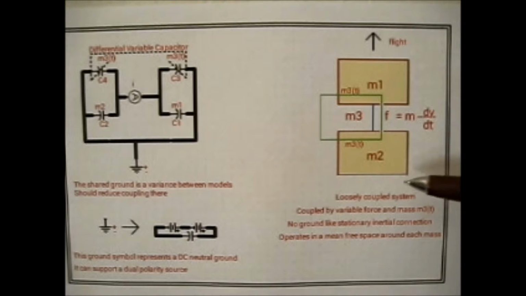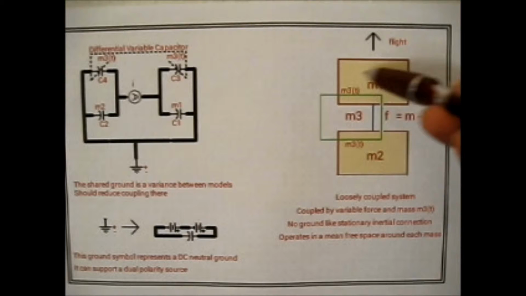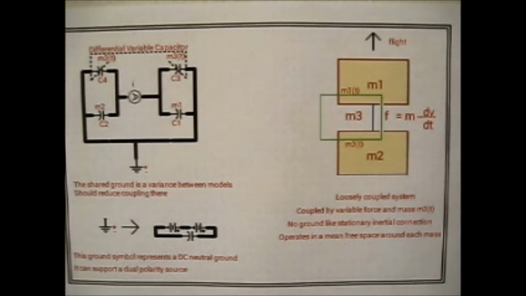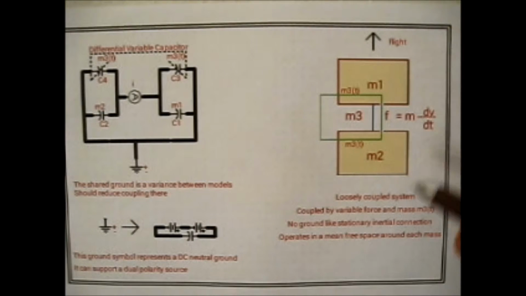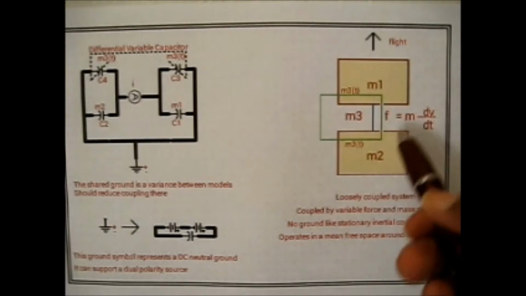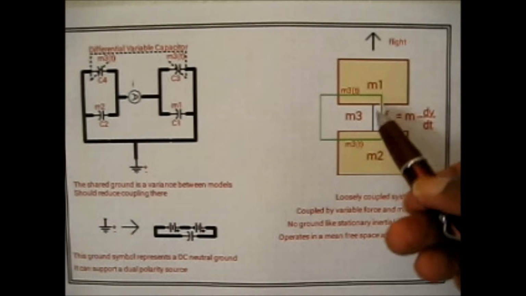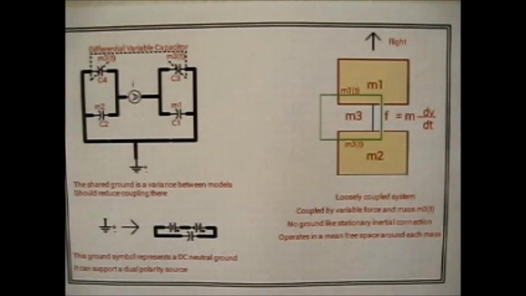The coupling can be described as loosely coupled. This system has mass 1 and mass 2 being coupled only by the force between them and a mass flow that can flow from 1 to 2. There are no ground or stationary-like couplings. This system is free to move as a whole or in between this mean free space within the system without any encumbrances. That is the ideal, and that is what we will try to represent in an electrical analog.